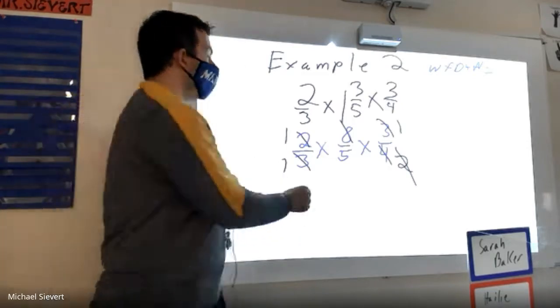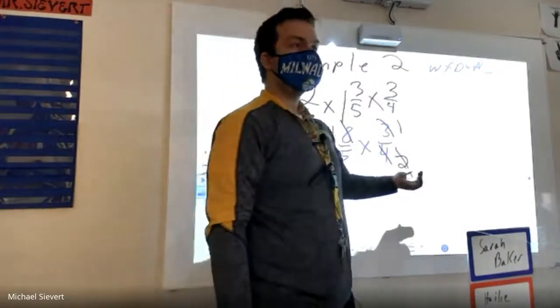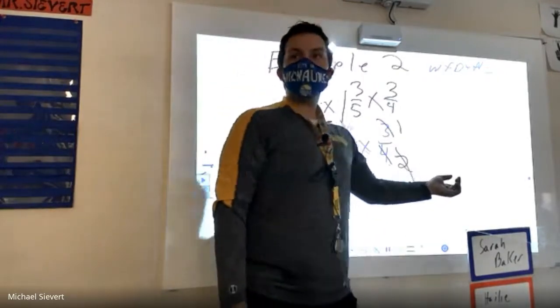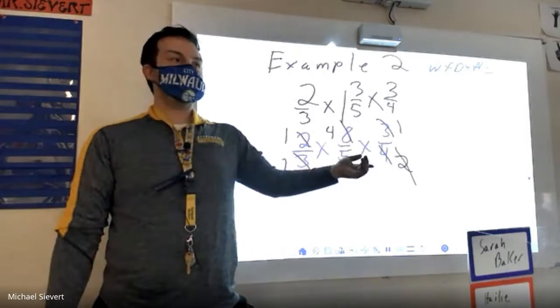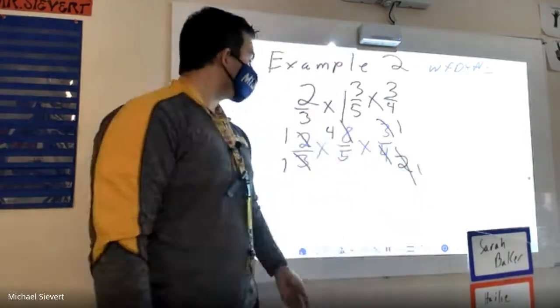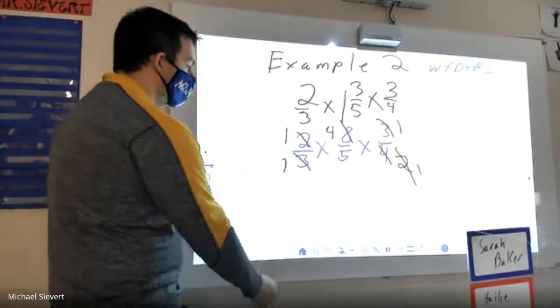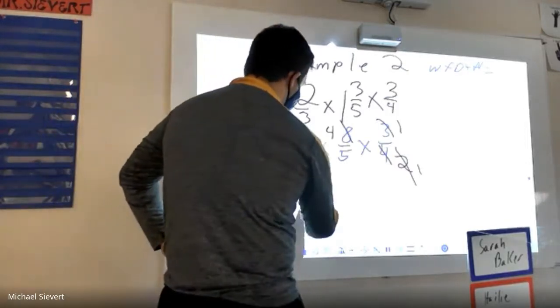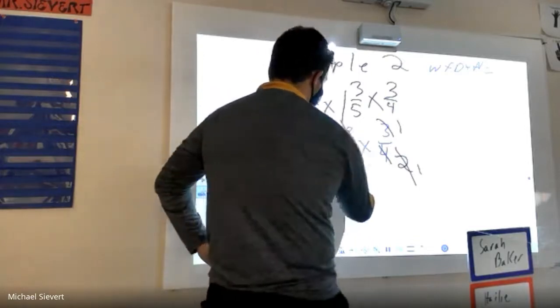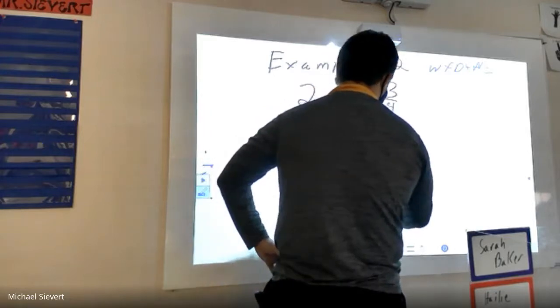There we go. 4. And then 2 divided by 2. Real quick, 2 divided by 2. I'll put it up. It'll be 1. So now if I rewrite this, I'm going to rewrite it as 1 over 1 times 4 over 5 times 1 over 1.